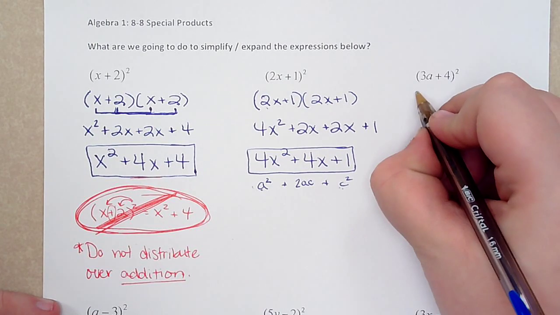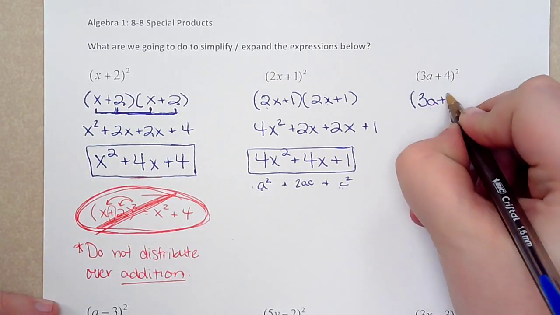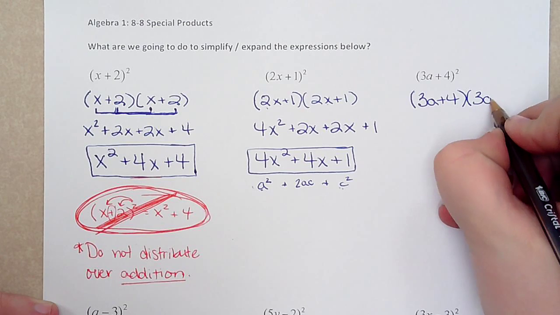All right, let's keep going. Let's see another example of this. 3a plus 4 times 3a plus 4.